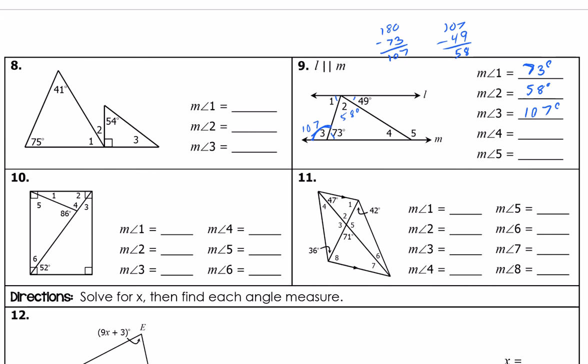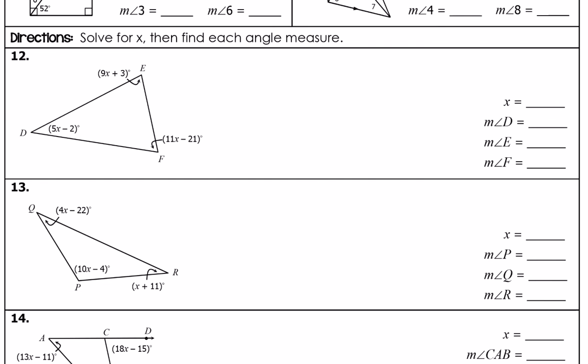Now again, alternate interior angles tells me that angle 4 has to be the same as 49 degrees. And we can do a linear pair to find angle 5 would have to end up being 180 minus 49, which would be 131 degrees. Again, there's other properties that you can end up using, but the ones that we've learned so far are still fair game with these.